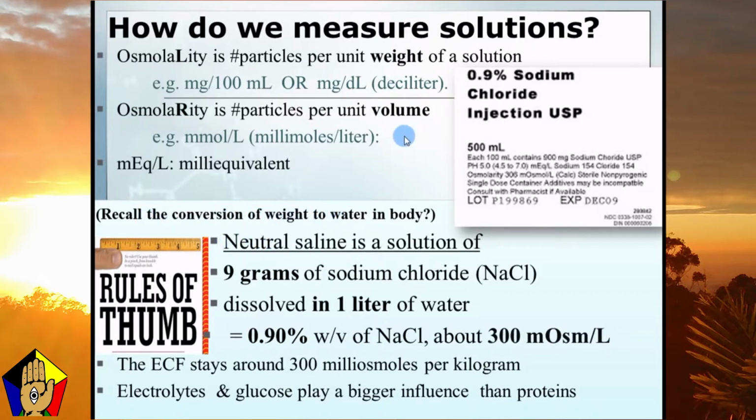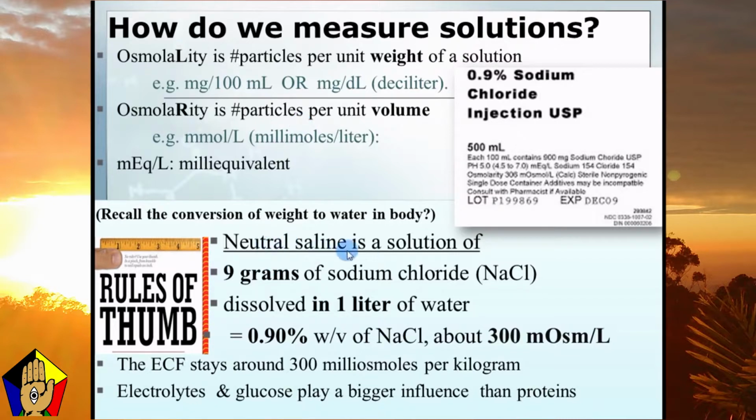So when you're talking about a kilogram of water, how many liters of water is that? Like when I just set up here, I forgot what I already said. I said something like 300 milliosmoles per kilogram. Well, it's the same as saying 300 milliosmoles per liter. So it's the same thing.